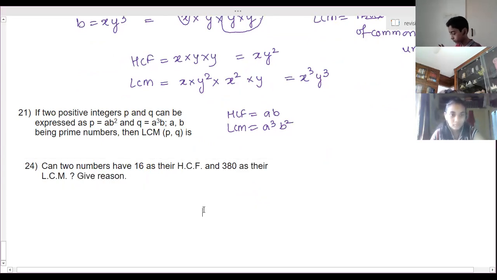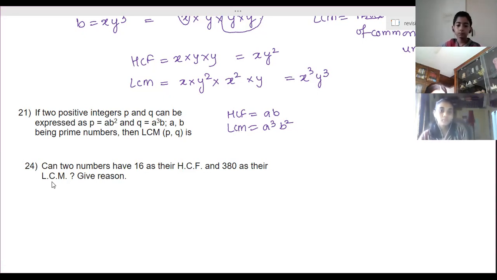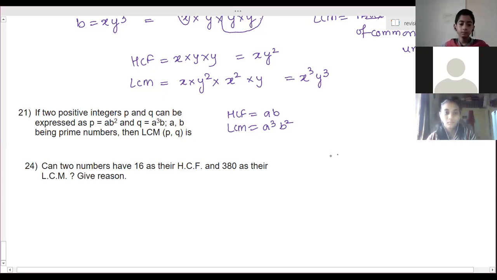Can two numbers have 16 as their HCF and 380 as their LCM? So for this, you need to know the relation between LCM and HCF. So remember, what is HCF? What is LCM? If we write two numbers as A and B, what is HCF? Highest common factor, right? Yes. HCF is highest common factor.